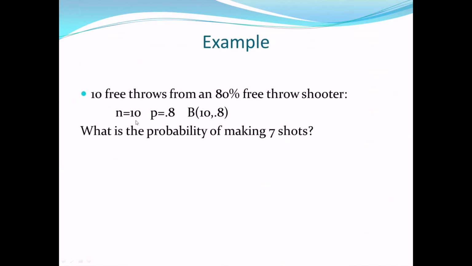10 free throws, so n is 10. 80% free thrower, so p is 0.8. Here's the shorthand for it. What's the probability of making 7 shots? All right, 7 is going to be your k. So probability that x is 7, 7 out of 10, right? 10 things taken 7 at a time, times the probability of success raised to this power, times the probability of failure raised to the power of the difference of these two values. It's very easy. We're going to do a sample one to end the lesson today, so stand by for that.